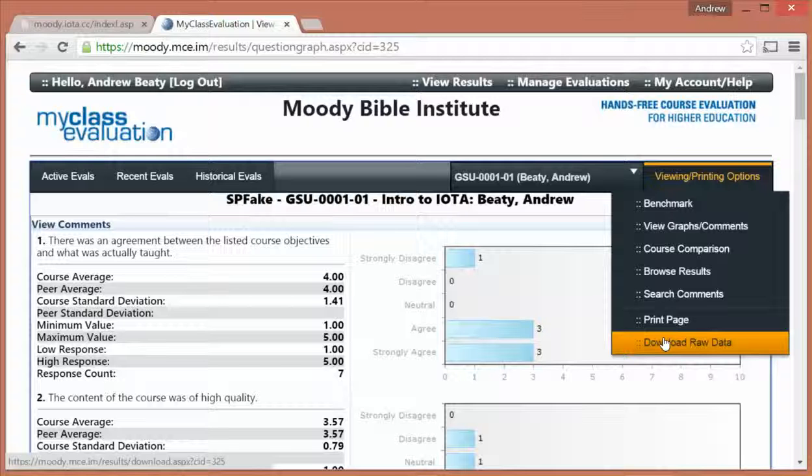So that's a big overview of what you can see here in the faculty data management system and looking at your course evaluations.